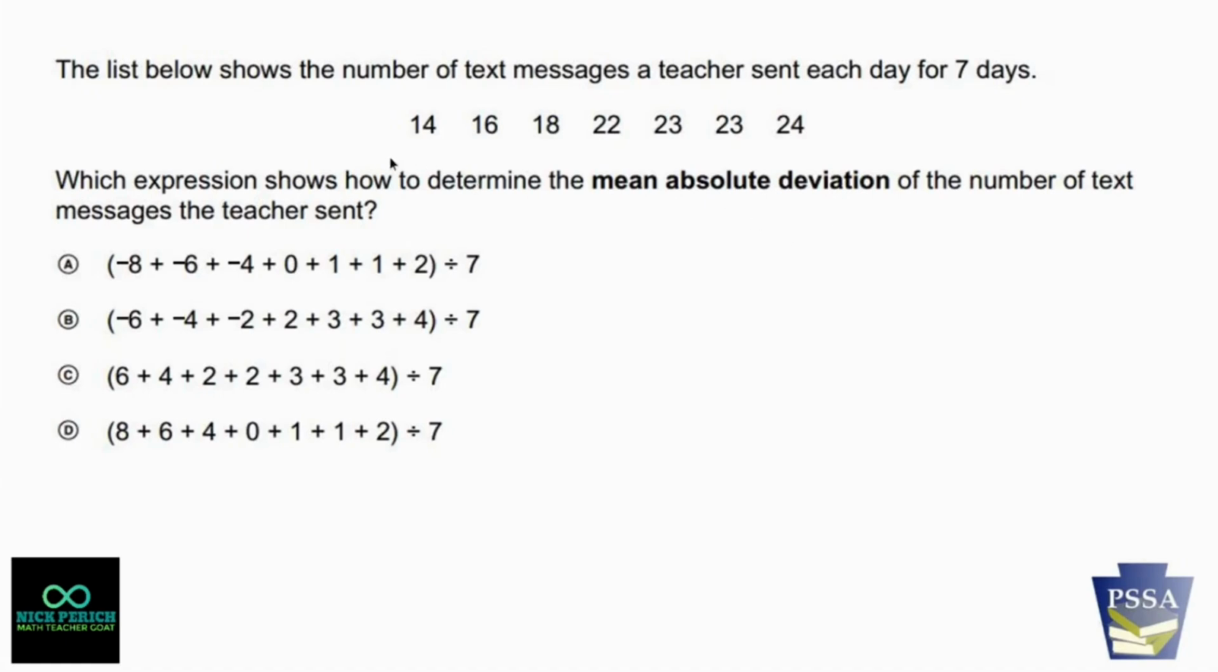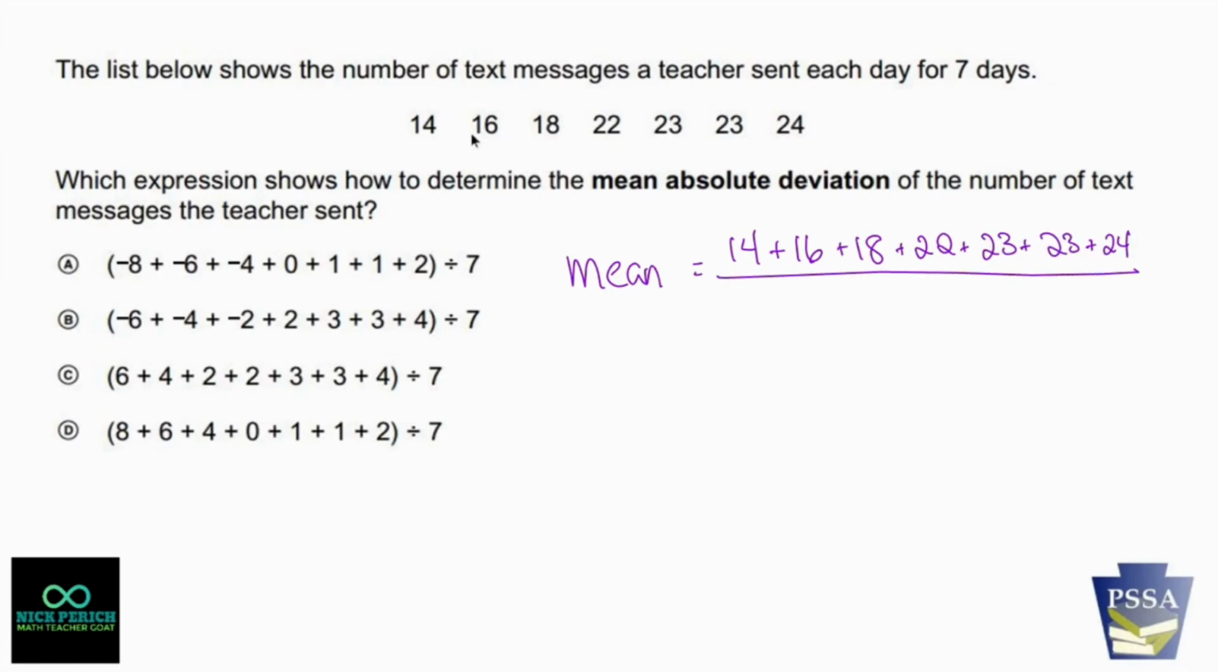What you do first is you need to find the mean. That's when you add up all the numbers and divide by how many numbers you have. So the mean is going to be 14 plus 16 plus 18 plus 22 plus 23 plus 23 plus 24, all divided by 1, 2, 3, 4, 5, 6, 7 numbers. Now this is a calculator section, so these guys will add up to 140. 140 divided by 7 is 20.